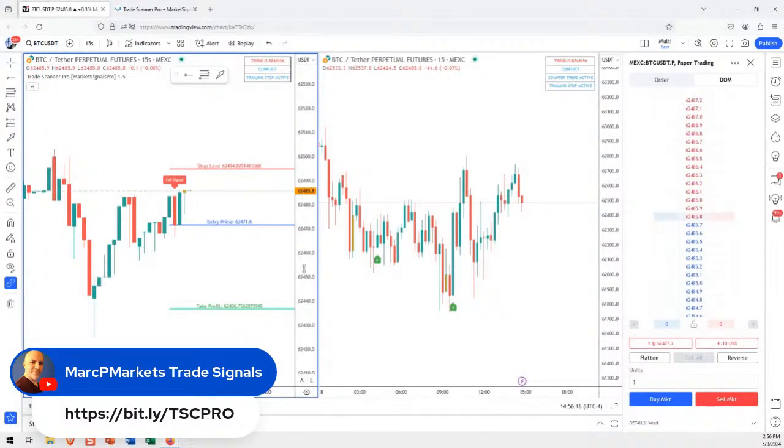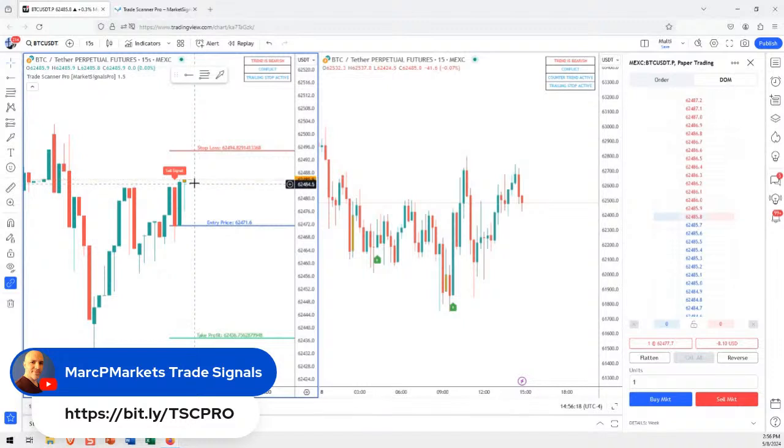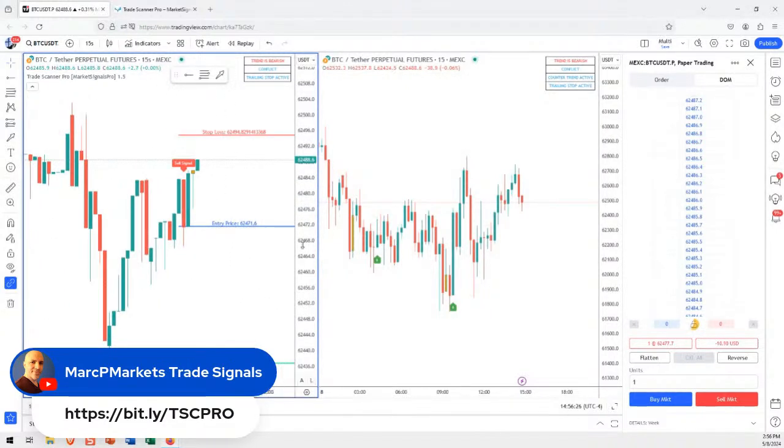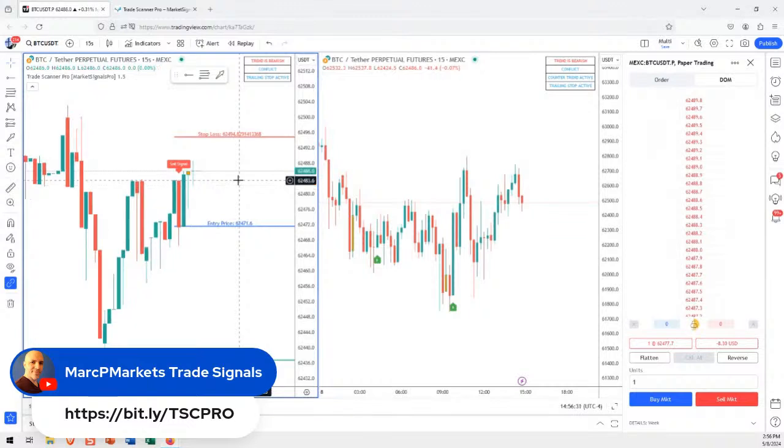Now, if we get another warning here, right? We got a little warning candle. Remember, every 15 seconds we're going to get a new candle. So this can easily stop out and then give us another trade. So let's see what happens here. I got one. I'm going to see if I could put on another one.